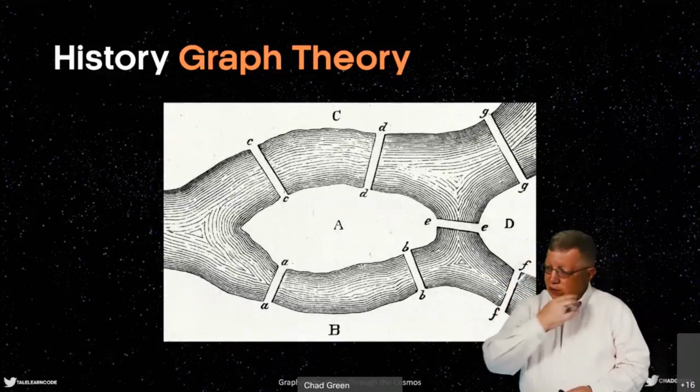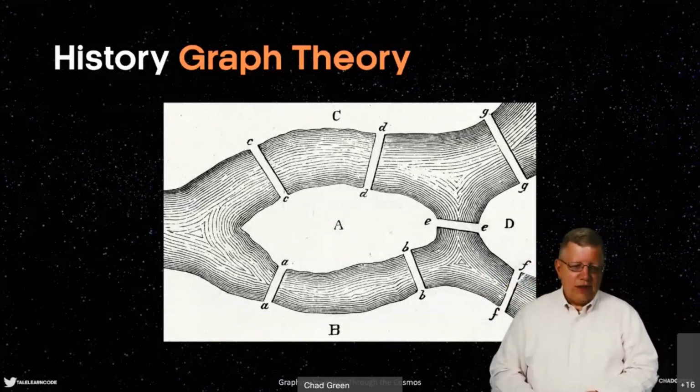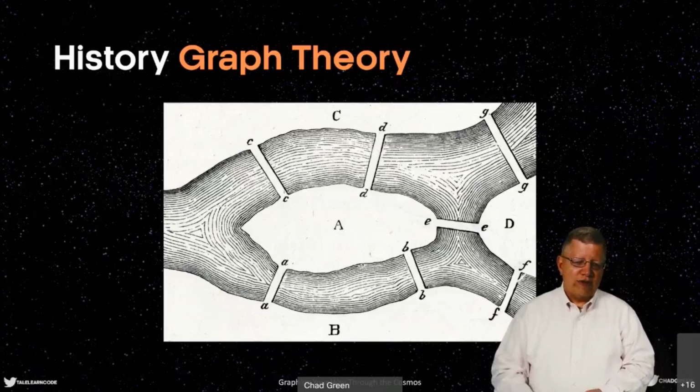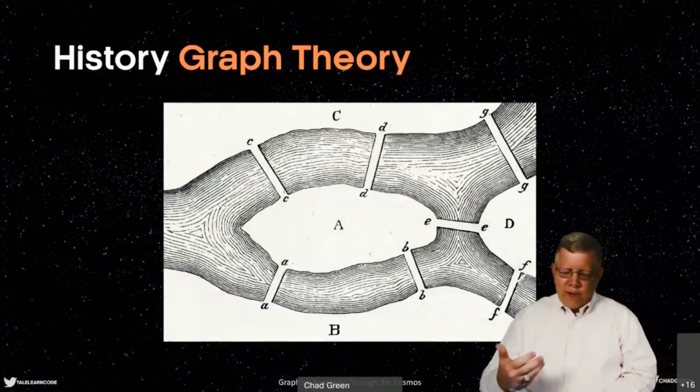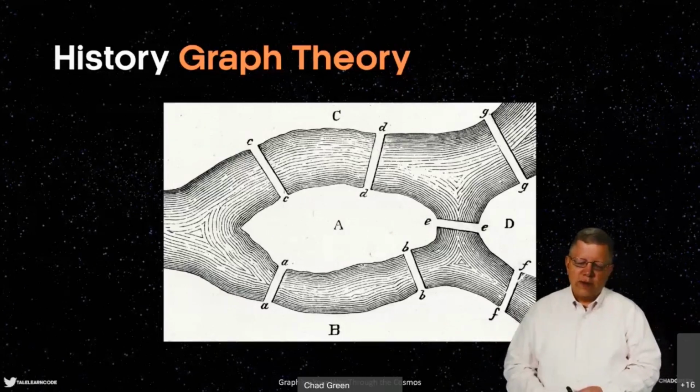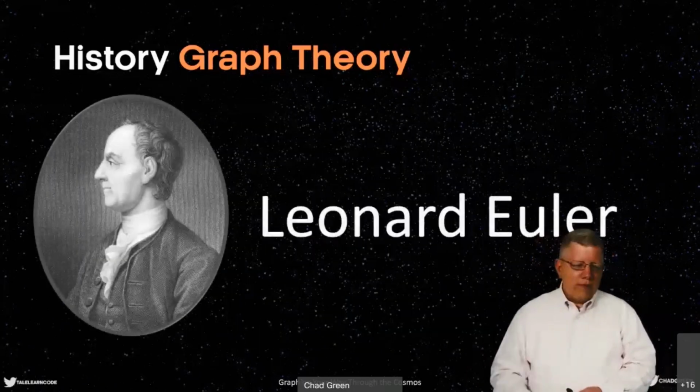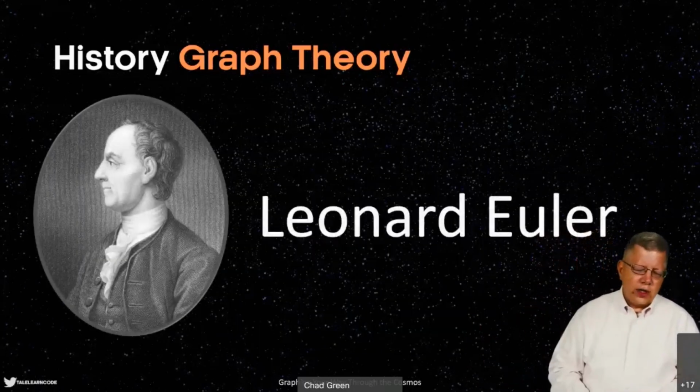And sure enough, looking at the map, you can kind of see there is no way, right? You're eventually going to have to cross a bridge a second time. And this perplexed the people of Königsberg. Now, luckily for them, nearby, you had Leonhard Euler.